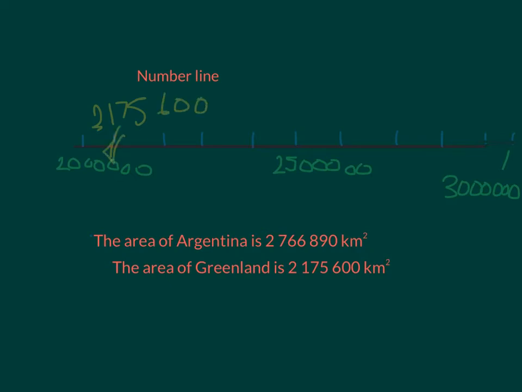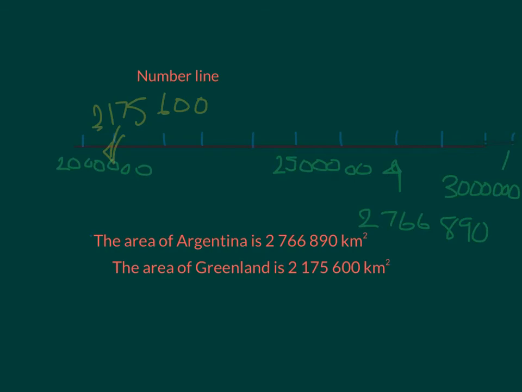And then I'm going to put in my number for Argentina. And Argentina, again, I look at my numbers and I say, I know it's 2 million, yes. It's a 7, a 6. So I know this is 5. This is going to be 6. This is going to be 7. So it's going to be somewhere here. So I go ahead and plug it in right here. 2,766,890. And so that's the numbers there.